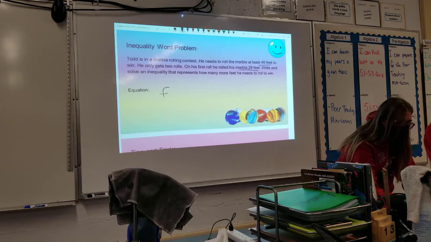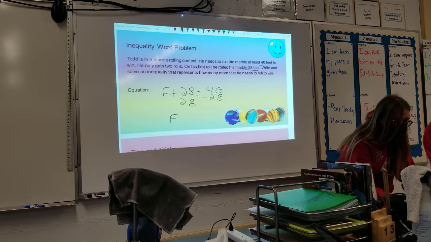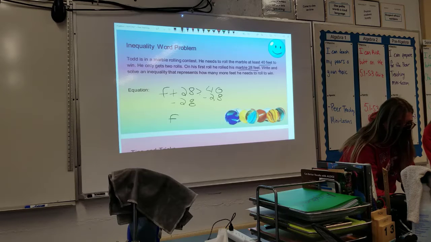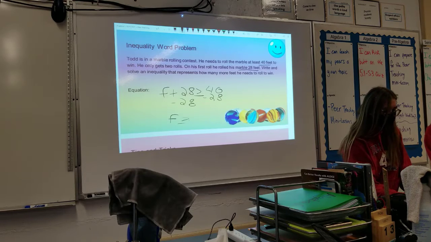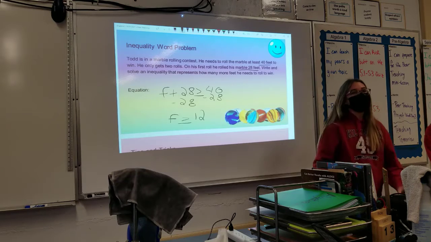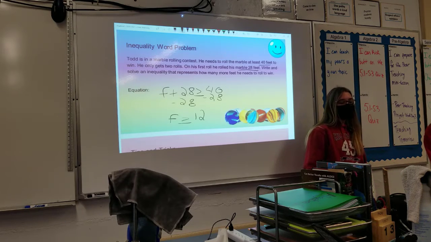So it would be f plus 28 equals 40, and you would just subtract 28 on both sides. So then f is greater than or equal to 12 feet. So he needs to roll 12 feet on his next roll to get it greater than or equal to 40 feet.